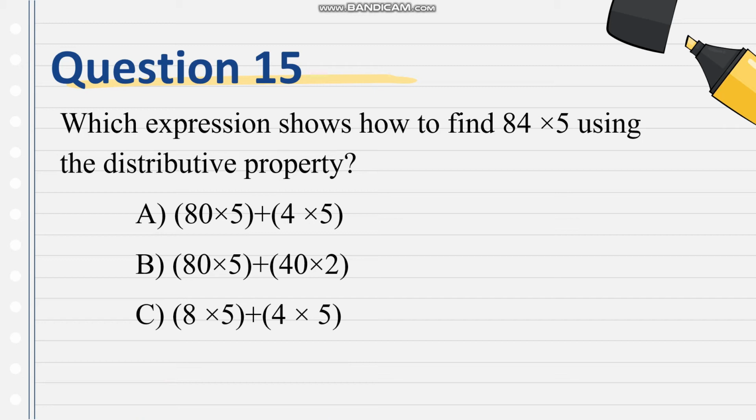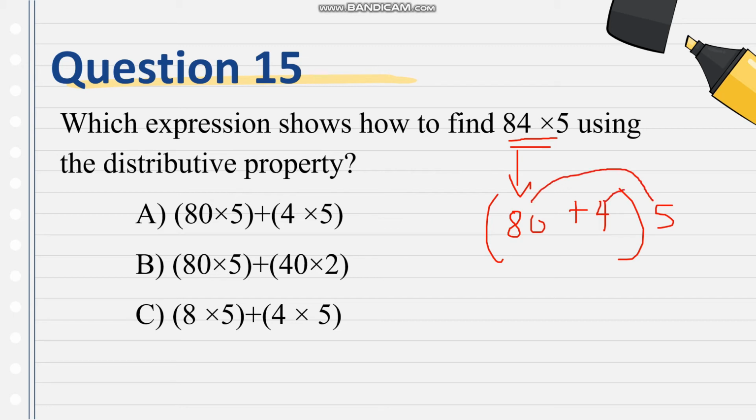Next, question number 15. Which expression shows how to find 84 multiplied by 5 using the distributive property? So if we're going to distribute this one, 84 becomes 80 plus 4. Then we need to multiply into 5. So 80 multiplied by 5 and 4 multiplied by 5. So the answer is letter A. 80 multiplied by 5 and 4 multiplied by 5.